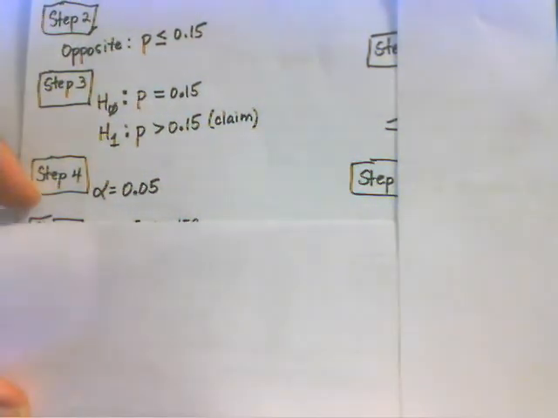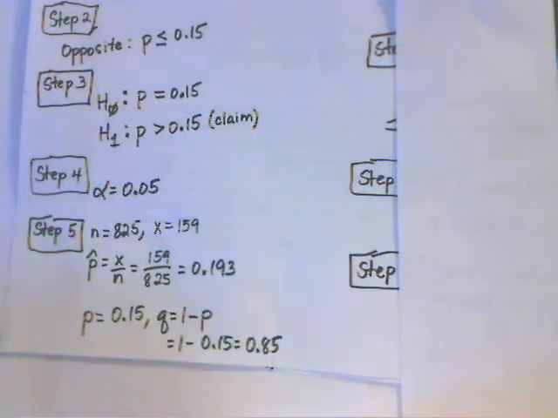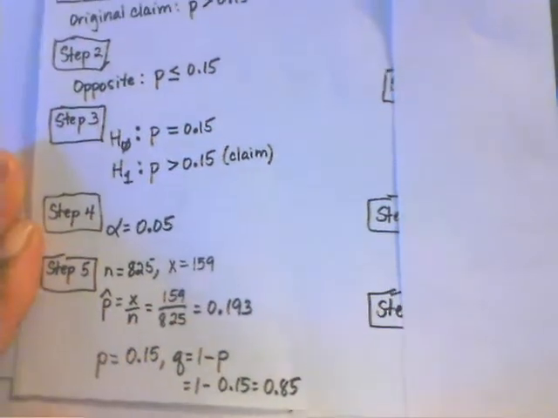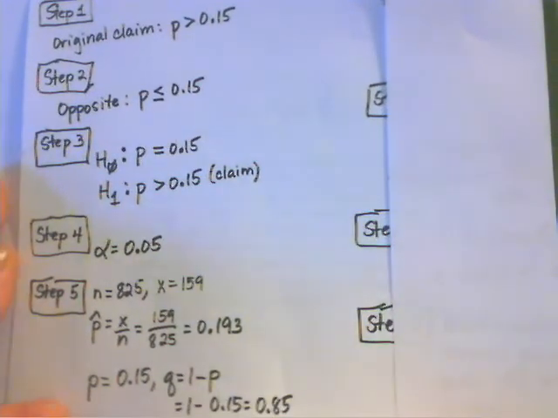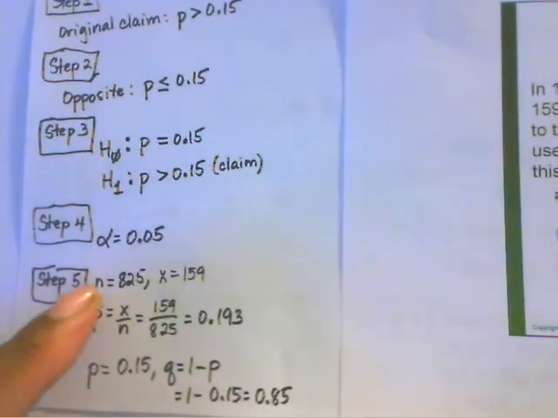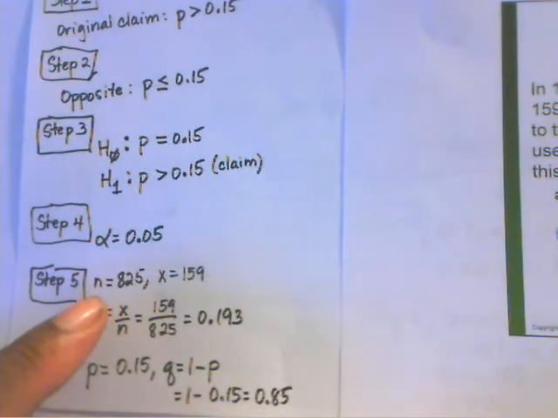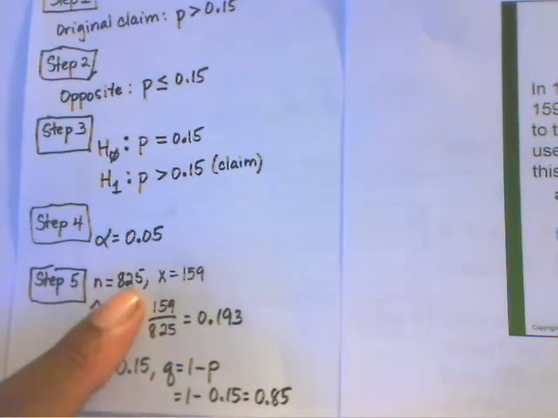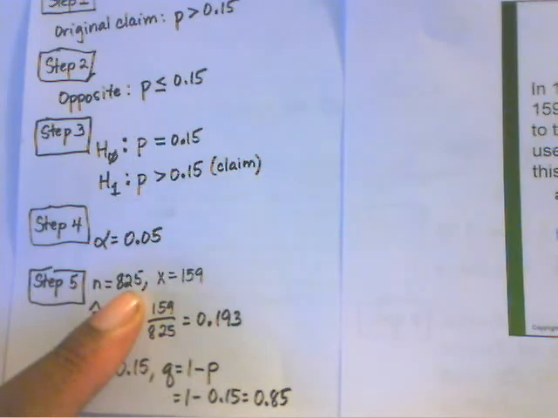Now step number 5 is going to be the answer to part B, calculating the test statistic. Let's look at what we have here in this case. We're given a survey of 825 households. That's your n, your sample size of 825.